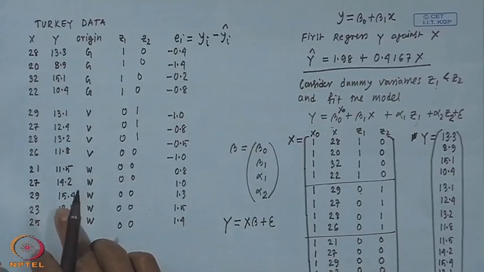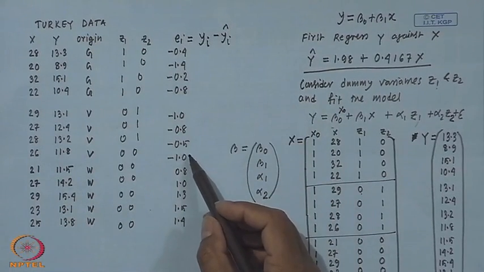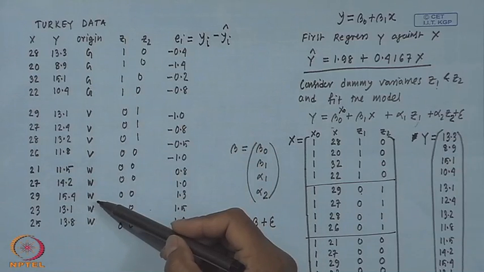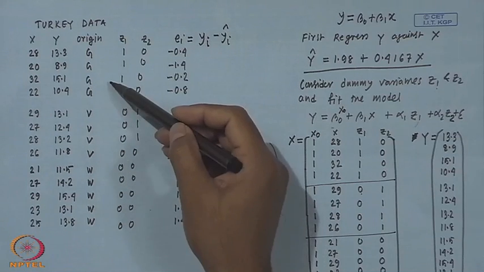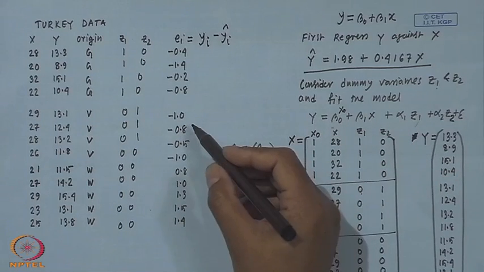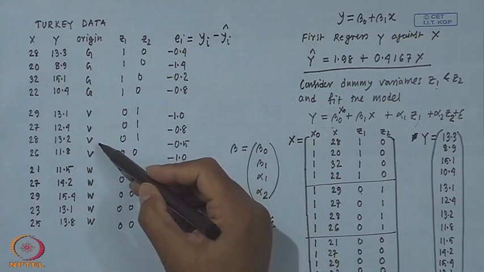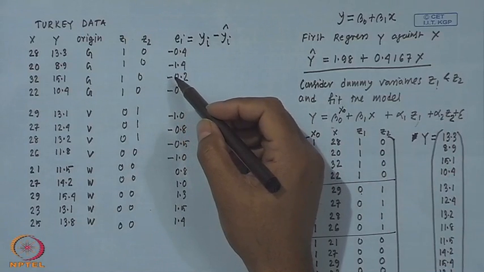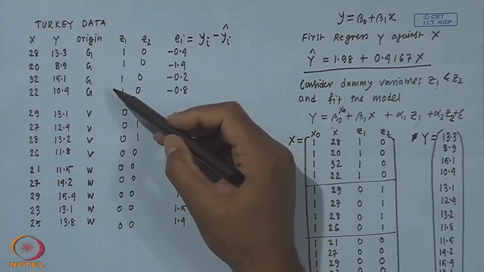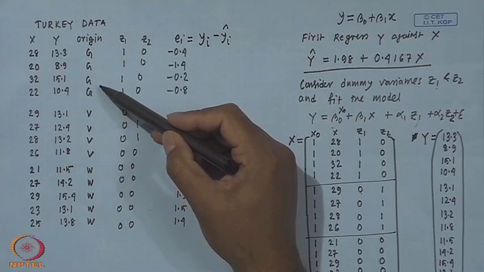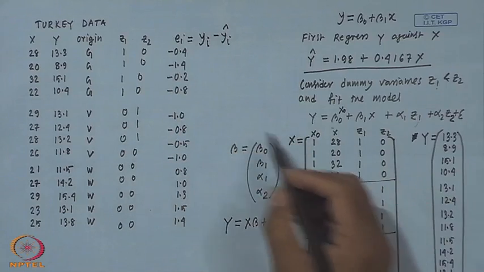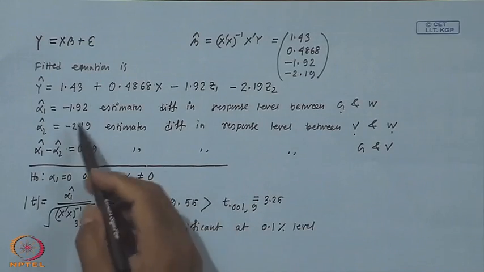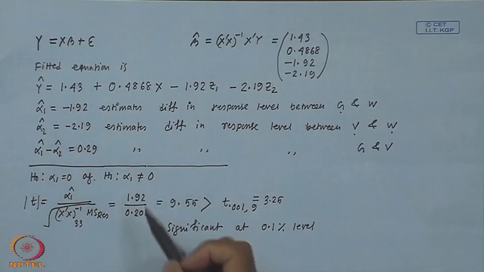So, I go back to the data again. Looking at this residual, it is very clear that there is a significant difference between G and W, and the difference in response level is estimated by alpha 1 hat. Also, there is a significant difference between the second block and the third block, that means V and W, which is estimated by alpha 2 hat. Intuitively, it appears to me that there is no significant difference between the first block and the second block, that means G and V, which is estimated by alpha 1 hat minus alpha 2 hat. But we can't say whether this is significant or not just looking at the value.